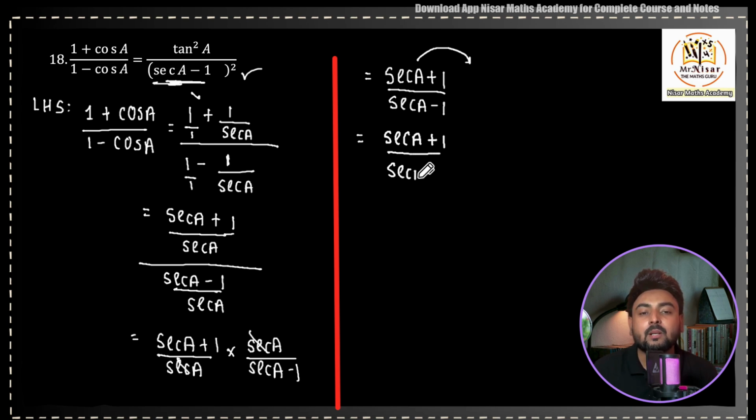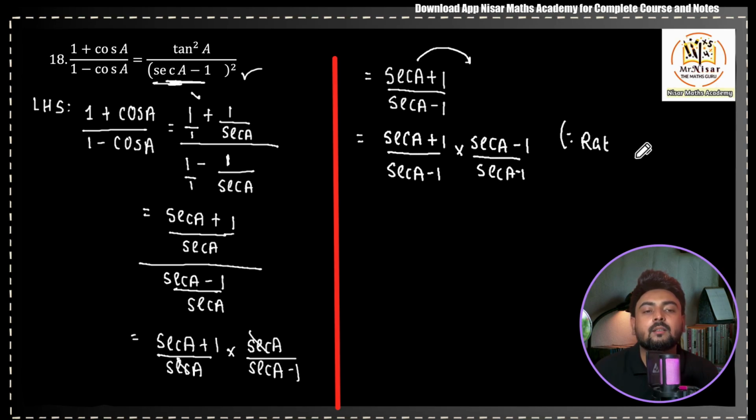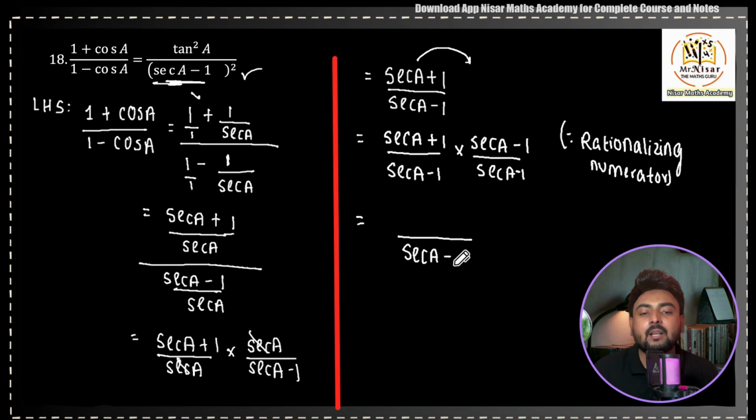So I'll write sec a plus 1 upon sec a minus 1 into, rationalizing the numerator, sec a plus 1 becomes what? Sec a minus 1. And here also sec a minus 1. Okay, and here you can write rationalizing the numerator. Okay, why are we doing this? Because see, you will understand here. Now sec a minus 1 into sec a minus 1, directly I'll get sec a minus 1 whole square. It means I got the denominator. And what about the numerator then? Do we get the numerator also?